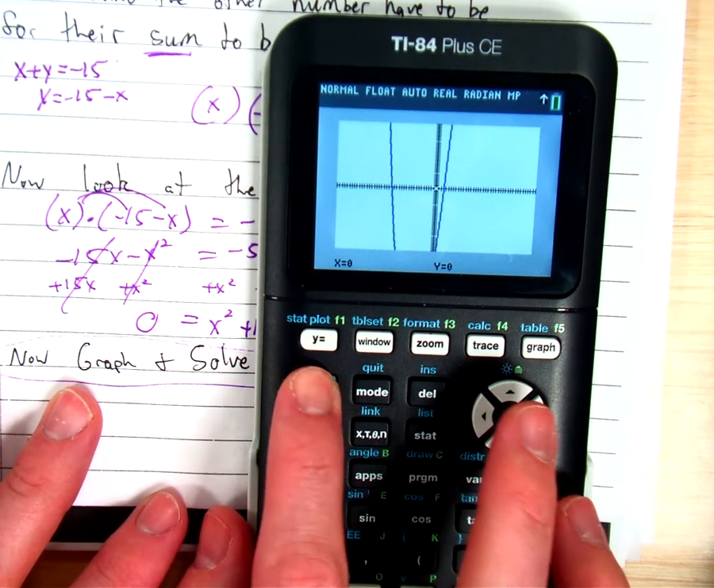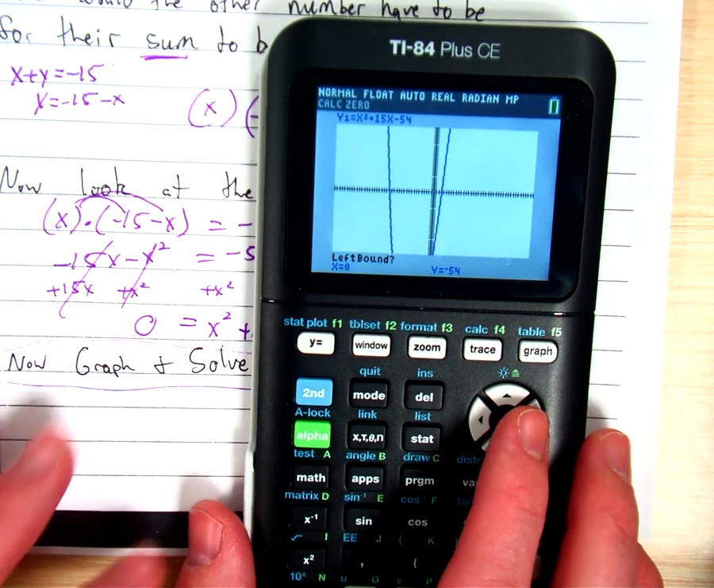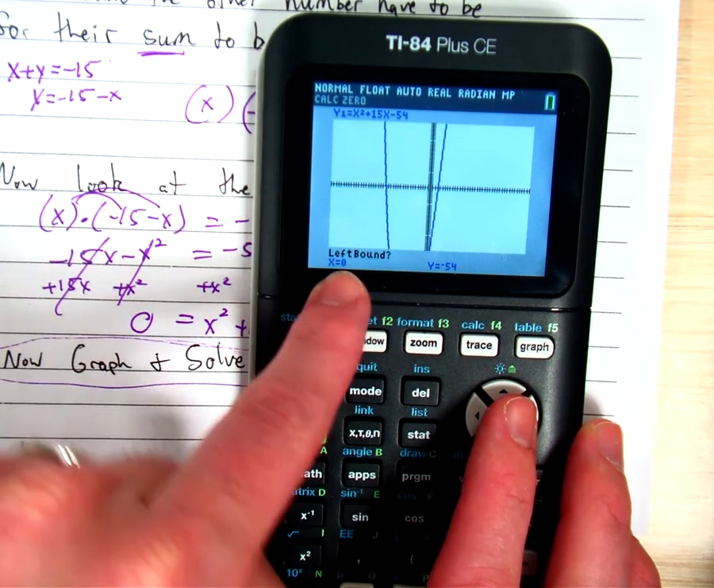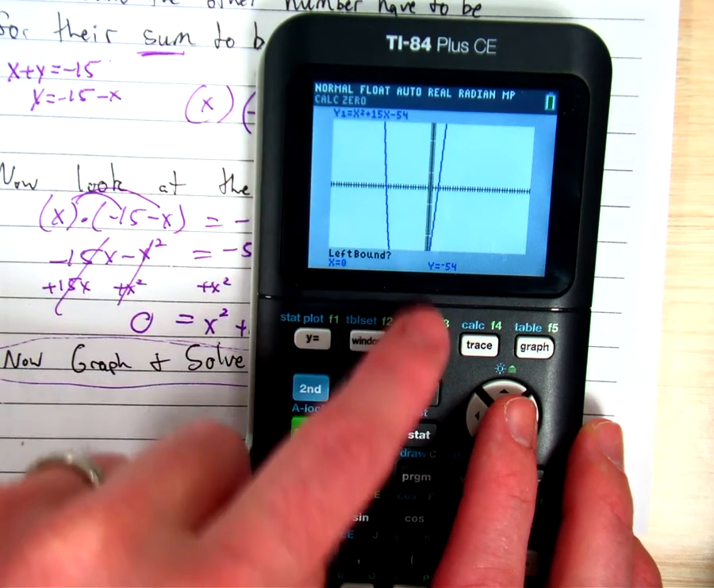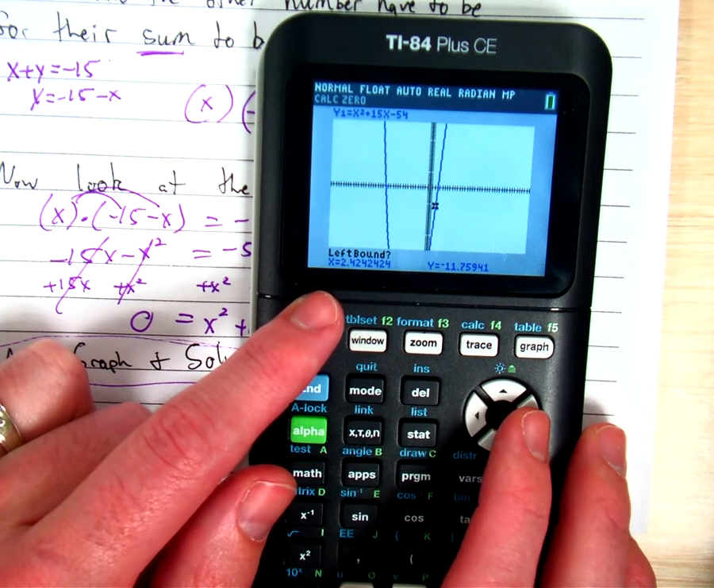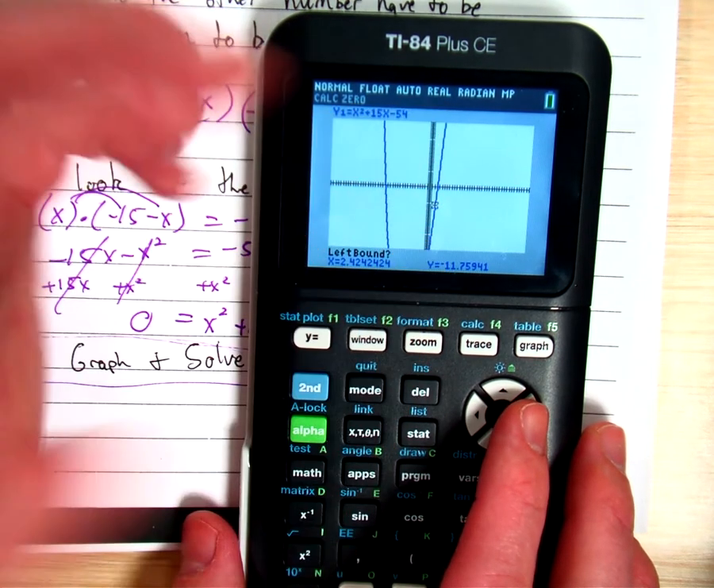So second trace, 0. And you're like, where's my guy at? I can't see the little cursor. It's at 0, negative 54 right now, way down here. So you just got to move it to one side or the other. So left bound. See, when they get super straight up and down, this gets a little confusing.